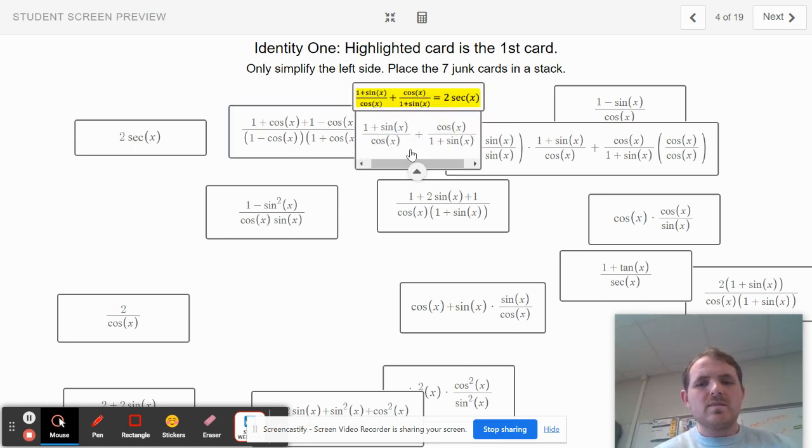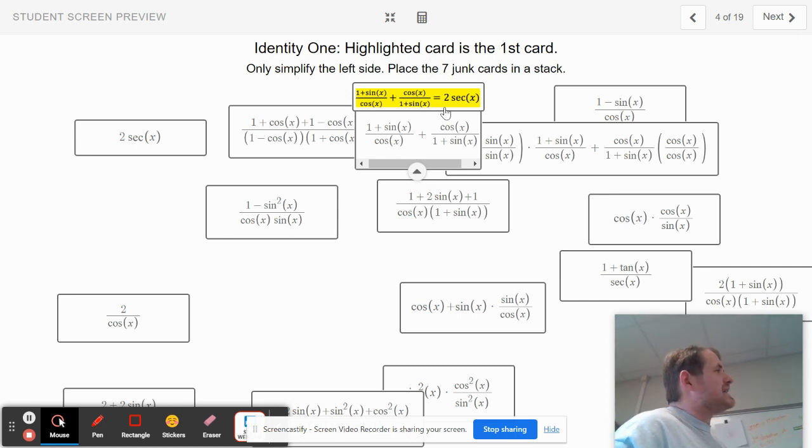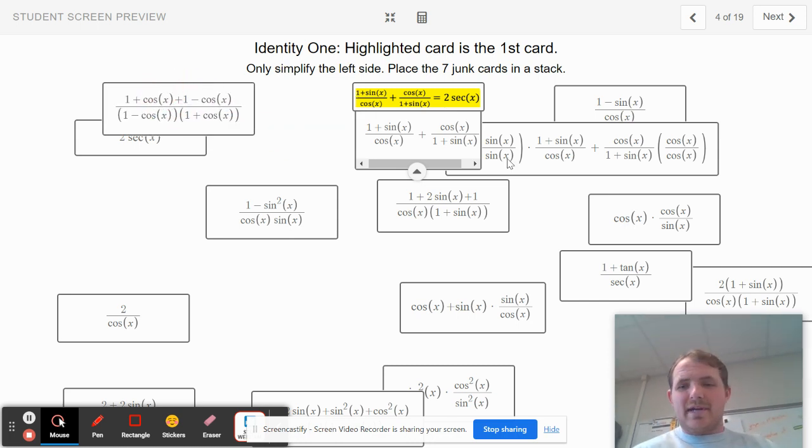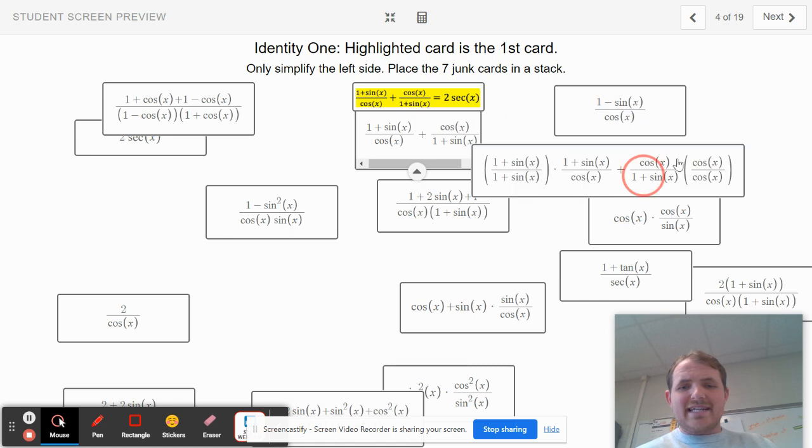Now, the final answer is 2 secant. So I need something to only be one quantity. I don't want to have a plus or minus in there. Therefore, I need to combine those fractions by getting common denominators, which it looks like it's this one right here.